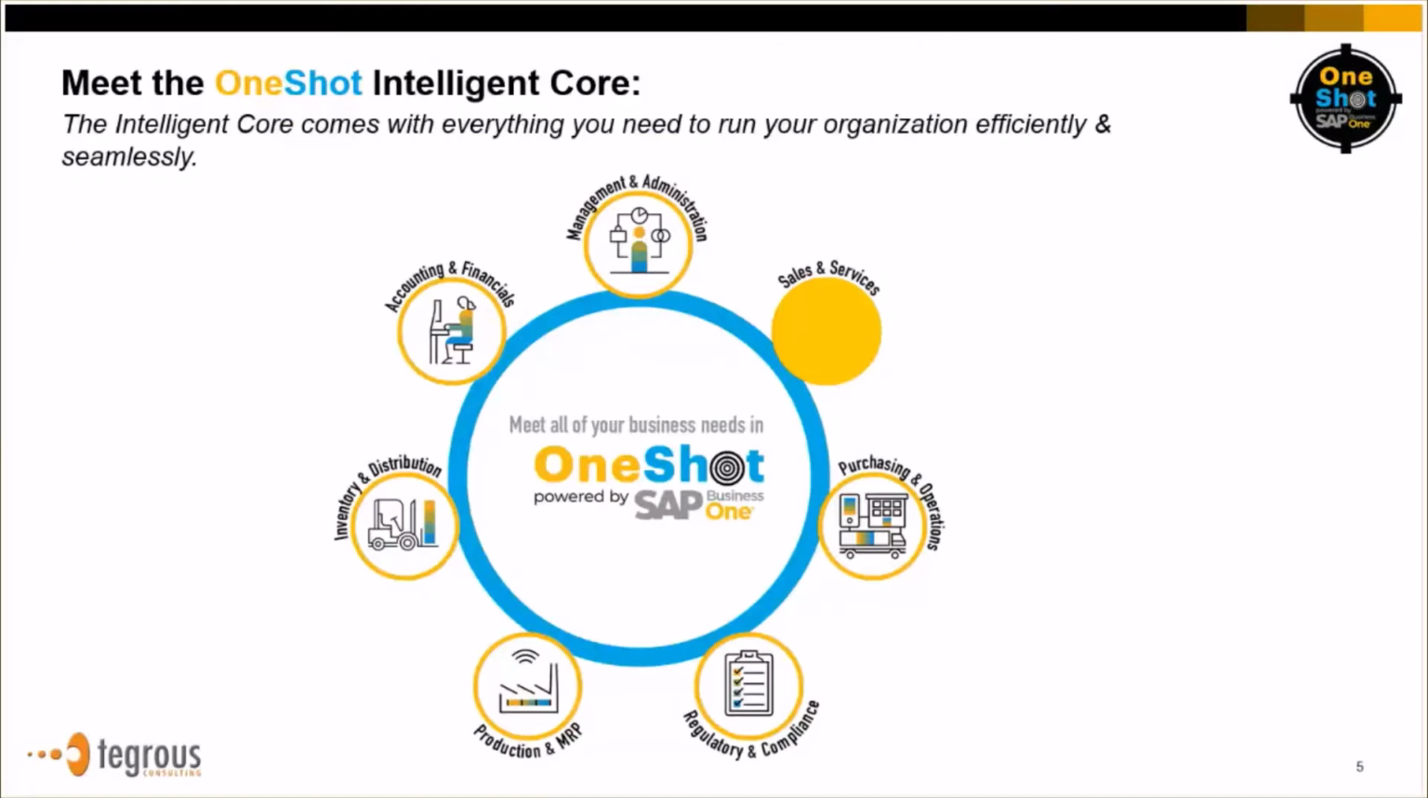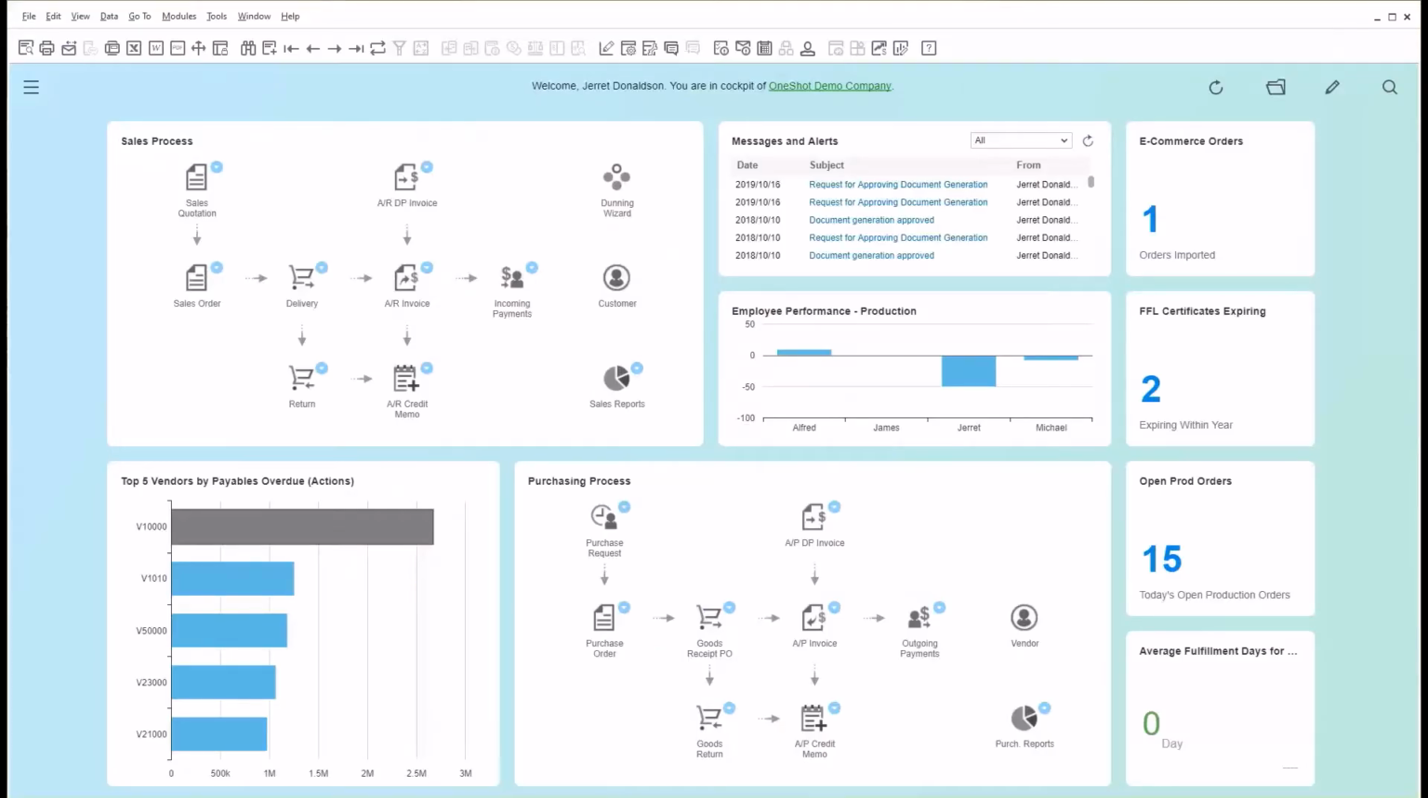Next, let's take a tour of the sales and services features of OneShot's Intelligent Core. OneShot has a lot of features specifically around the sales process, the sales and services features. And so what I wanted to do in this part is just show you some of those modules or features that we have related to sales.